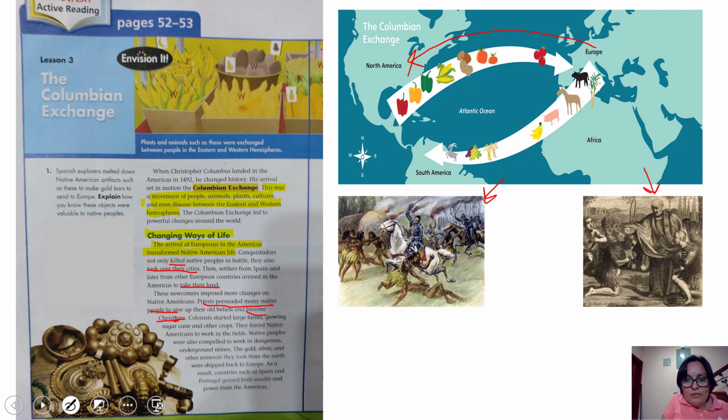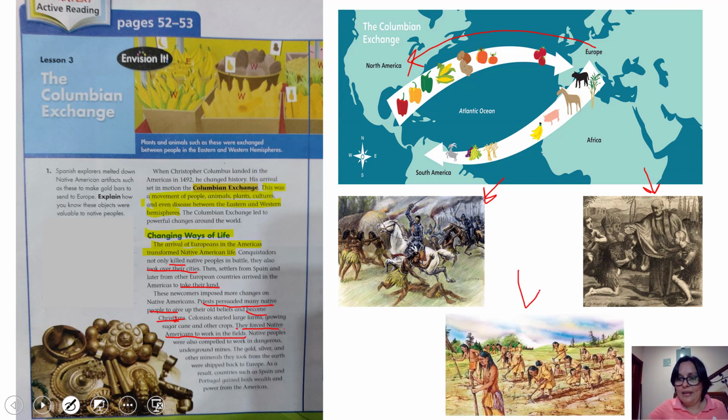Also, Europeans forced Native Americans to work in the fields. Looking here, imagine the land belonged to Native Americans. They were the owners. But European people came to the Americas, took their lands, their properties, and as if that was little, they forced Native Americans to work in the land that was theirs. So they were forced to work in their own lands. Imagine that.